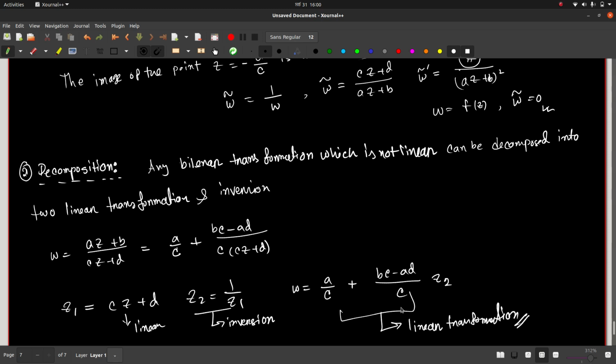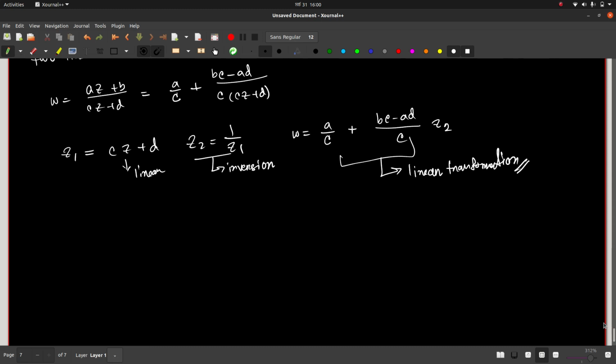So that's why we said that it can be thought of as a linear, then an inversion, then another linear transformation. So this is the decomposition of a bilinear transformation. Then bilinear transformations form a group.